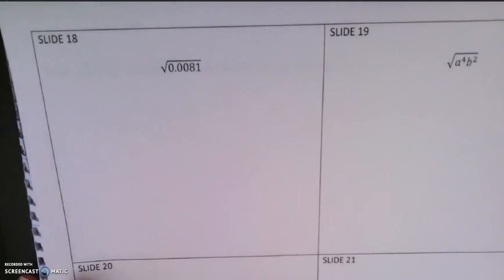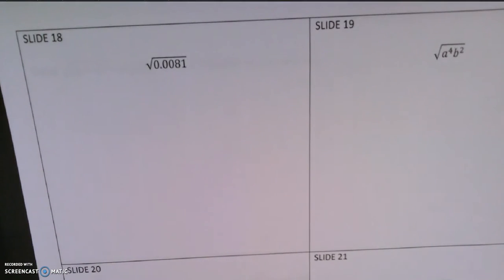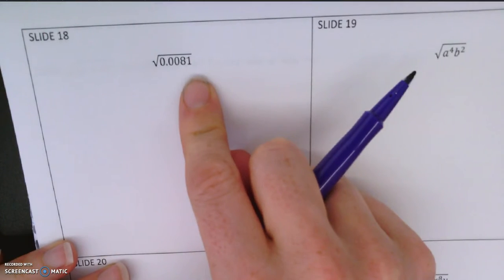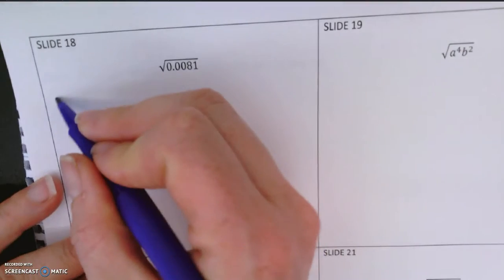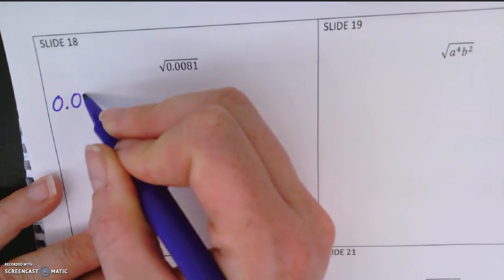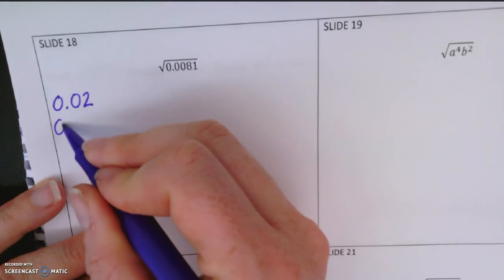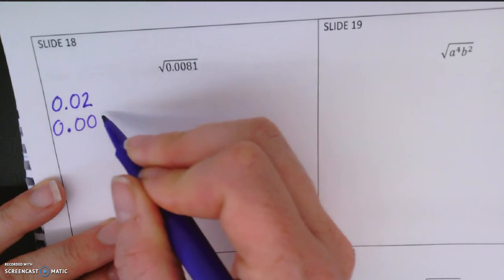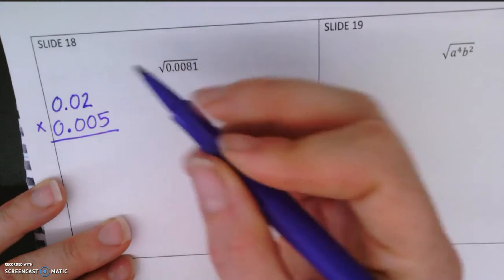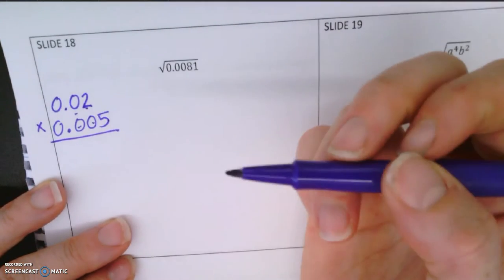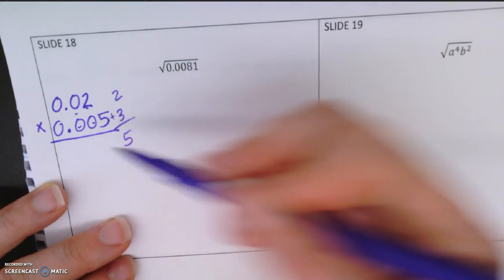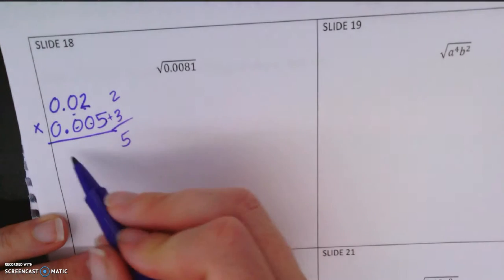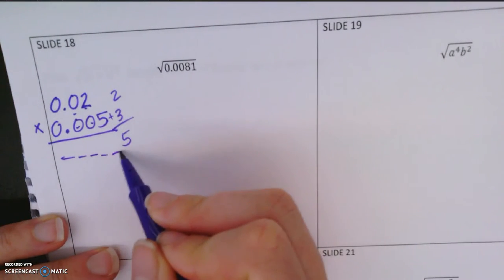Slide 18. When we take a look at slide 18, I notice we have decimals. Remember, when you're multiplying just any decimals in general, if I have 0.02 and I'm multiplying by 0.005, you add up how many decimal places you have, 2 here and 3 here, to get the final number of decimal places in your answer. You're going to end up with 5 decimal places here in your answer.